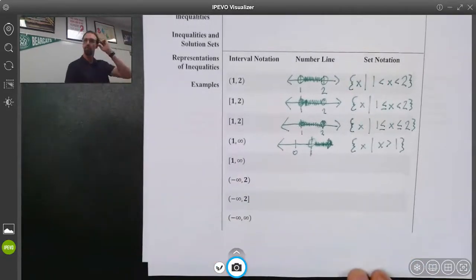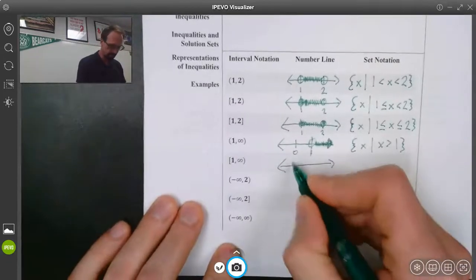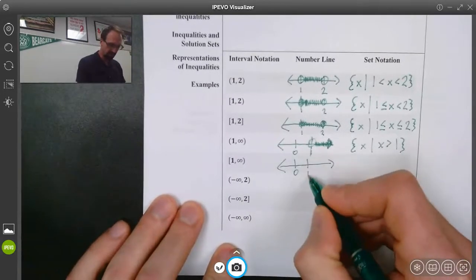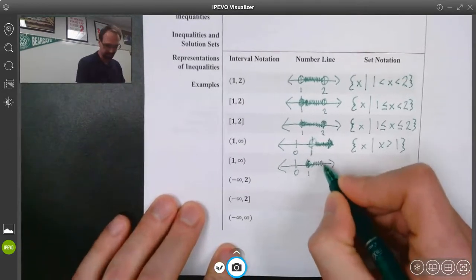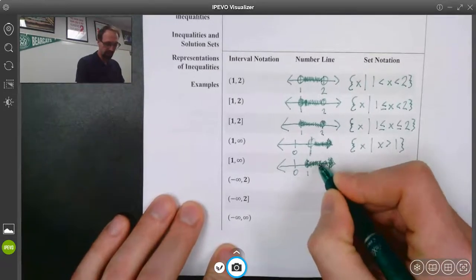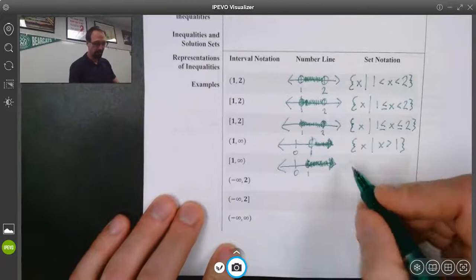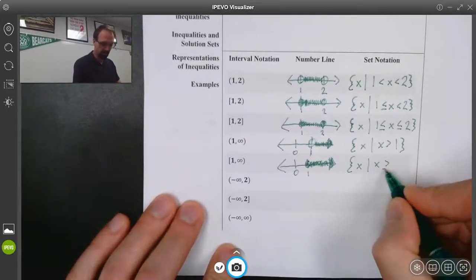Then from 1 inclusive to infinity, again very similar. I have my 2 circles, and now I fill in my dot. I'm showing that that point is included. Then I have the set of x such that x is greater than or equal to 1.